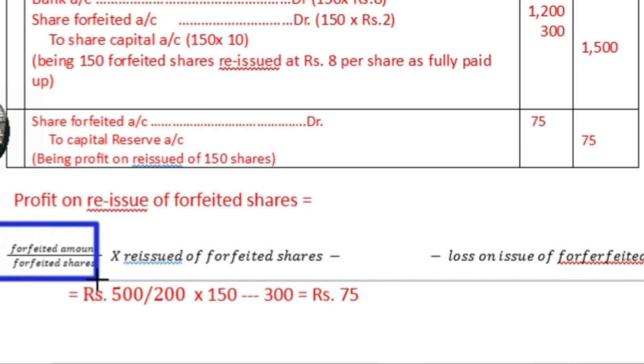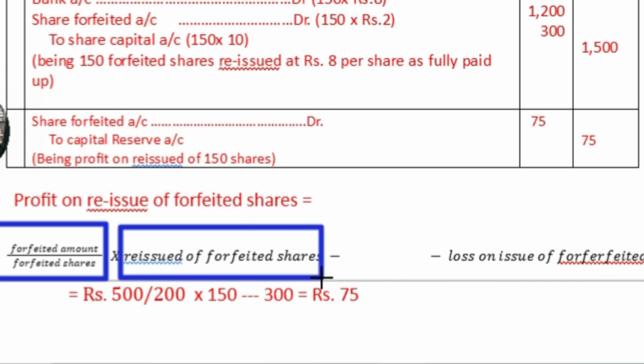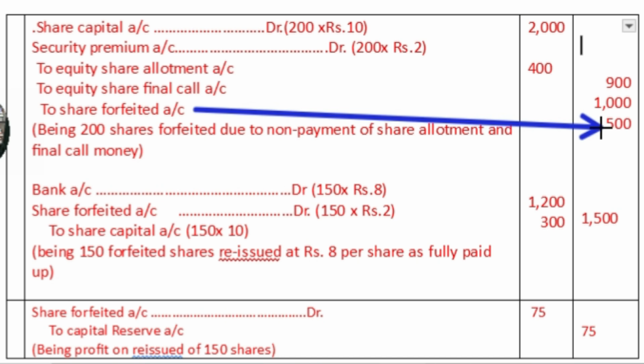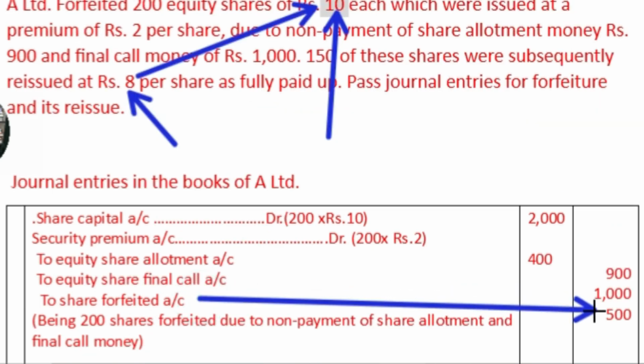Forfeited amount divided by number of forfeited shares, into number of reissued forfeited shares, minus the loss on reissue of forfeited shares. This is the reissue, so you read it. Forfeited amount, capital gain, capital profit. This is the share forfeited account, the share forfeited amount. When the company forfeits the shares, it forfeits the shares as well as the amount. Shares are cancelled, and the amount is also forfeited.